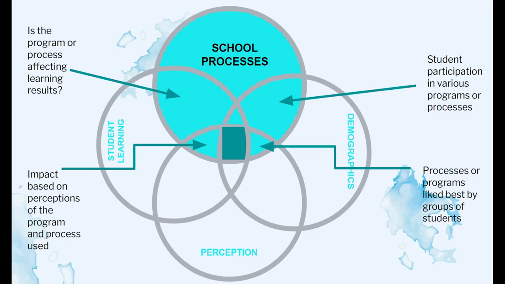As we look at how school processes, demographics, perception, and student learning all fit together, you can see that school processes and student learning together can show if a program or a process is affecting learning results. When you add perception in, you can look at the impact based on perceptions of the program and the process used.